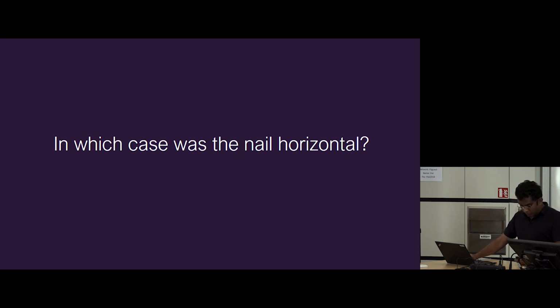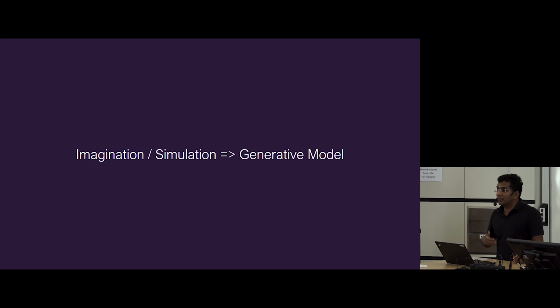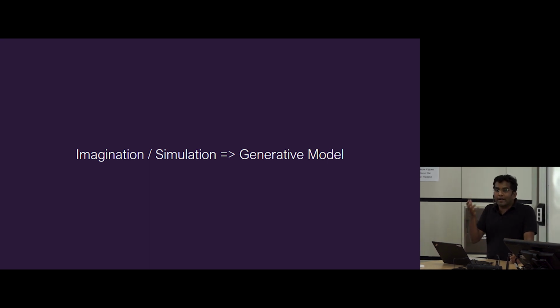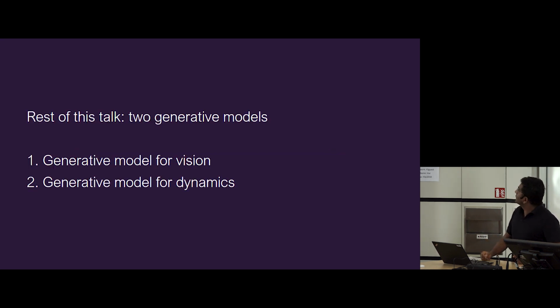One thing that you got from that is that you did use imagination and simulation. You had to recreate that situation in some schematic form, not completely photorealistic, but just enough to answer that question. That is why generative models are important. For the rest of the talk, I'm going to be talking about 2 generative models. One is a generative model for vision, and the other is a generative model for dynamics. Generative models are important because they allow us to query a model of the world. A generative model is really a model of the world, and to solve the common sense problem, you need to build generative models which are queryable.